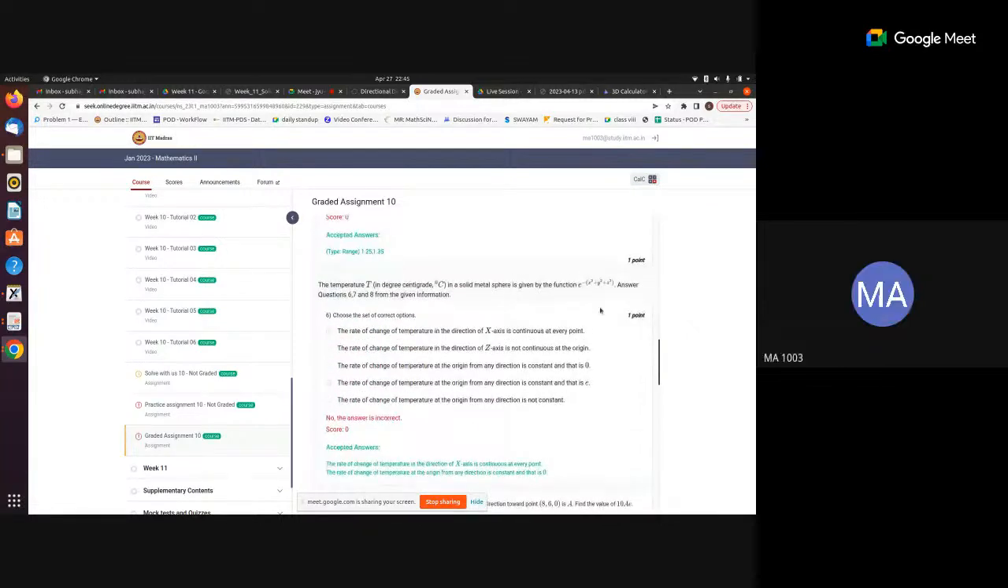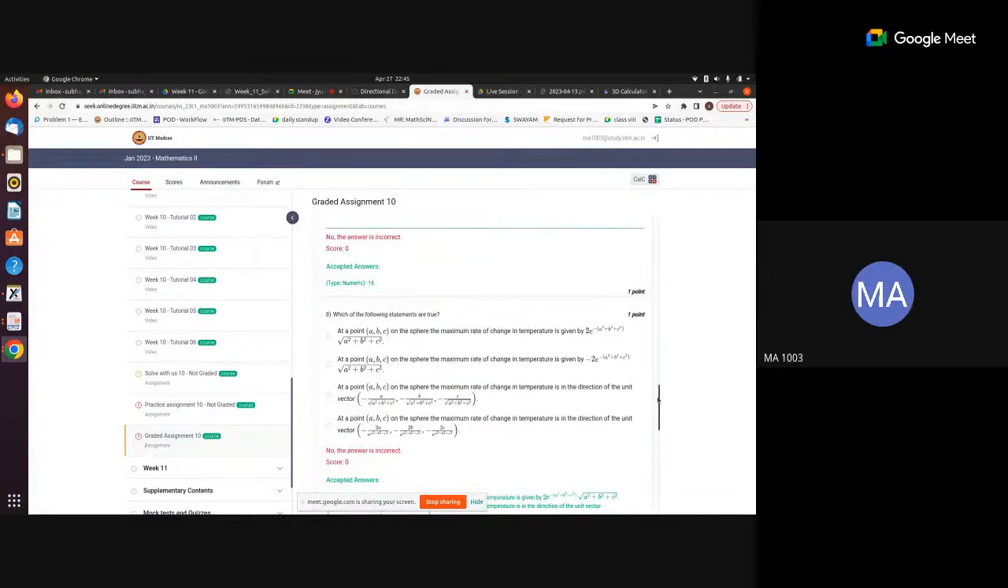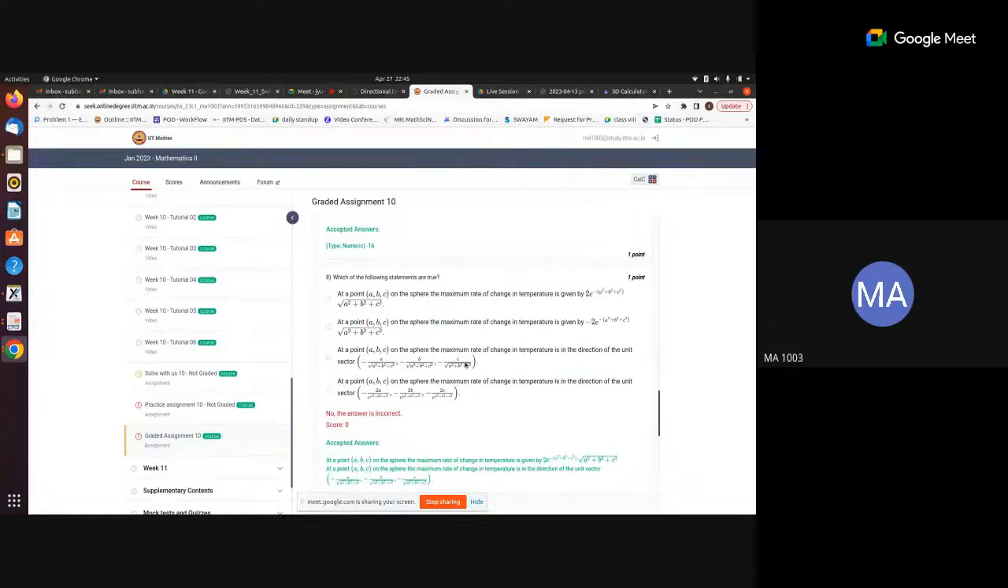Basically, do the partial derivatives, you will get some gradient. Divide it by the norm, you will get this vector, right? And along this direction the rate of change will be maximum. And if I put this in, then I will get the maximum rate of change. Okay. Thank you.